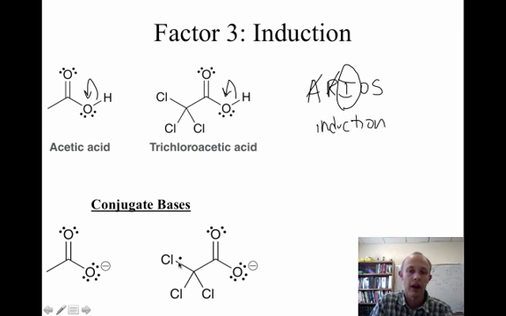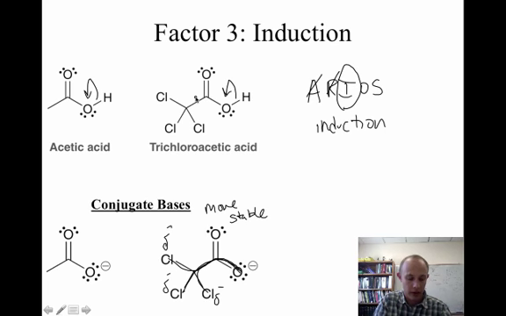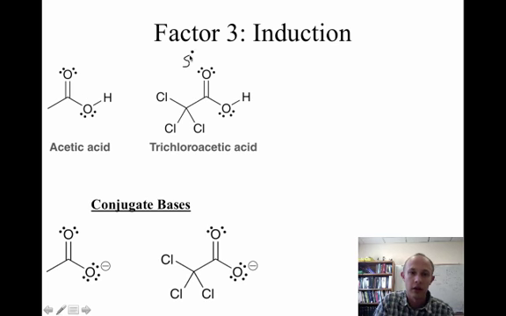Induction just means that you have electronegative atoms that are close to the charged atom. What can happen is chlorine is electronegative, right? So we have a partial negative here, we have a partial negative here, and we have a partial negative here. Chlorine is pulling electrons towards itself through the sigma bond network. And anytime we can spread out that negative charge, that's going to stabilize it. So this conjugate base is more stable, which means the corresponding acid is stronger. So any acid that's going to be stabilized by induction is going to be stronger than one that's not.